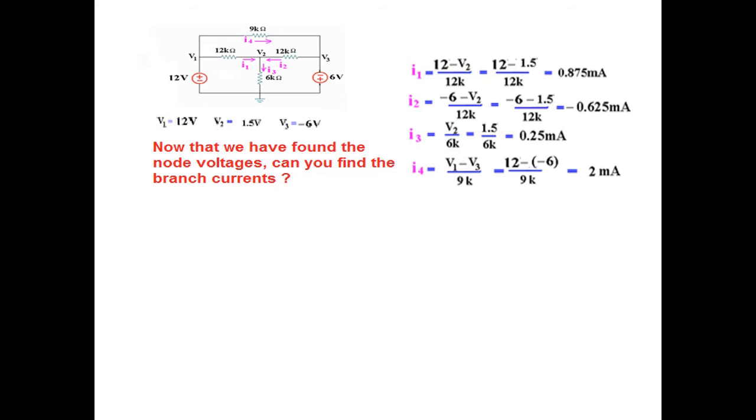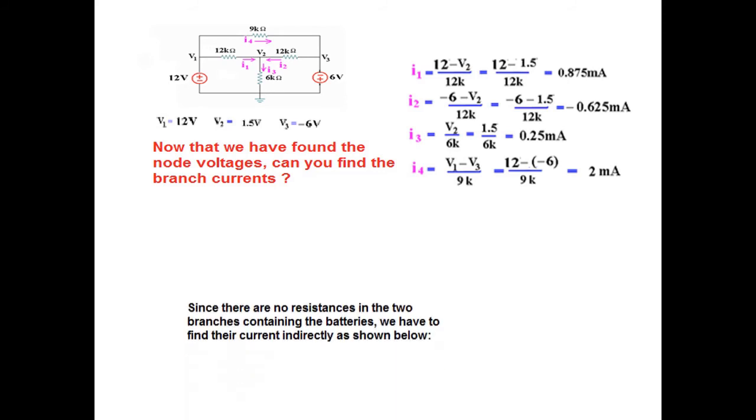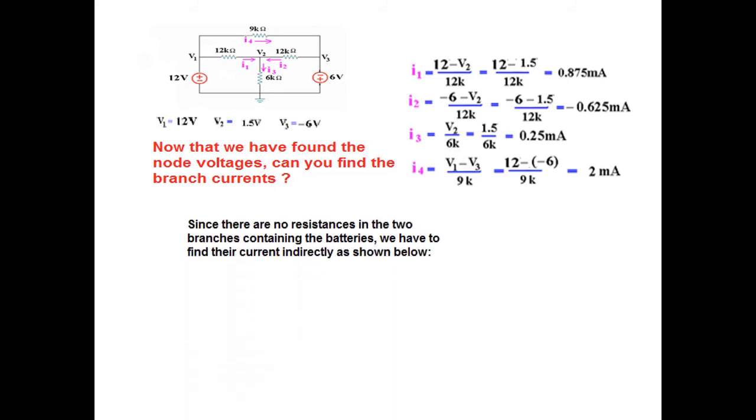But we did not even draw the arrows for the currents through the batteries. Now we'll try to find these currents also. But since the batteries do not have resistances in them, we cannot find their current the usual way, so we'll again take help of KCL to find these 2 currents.